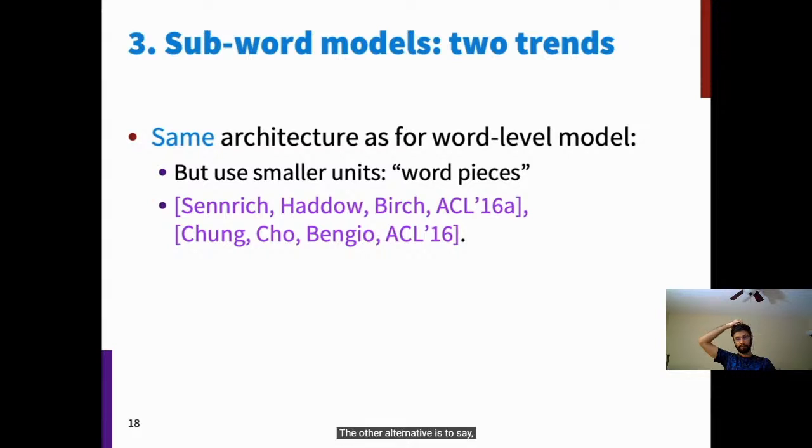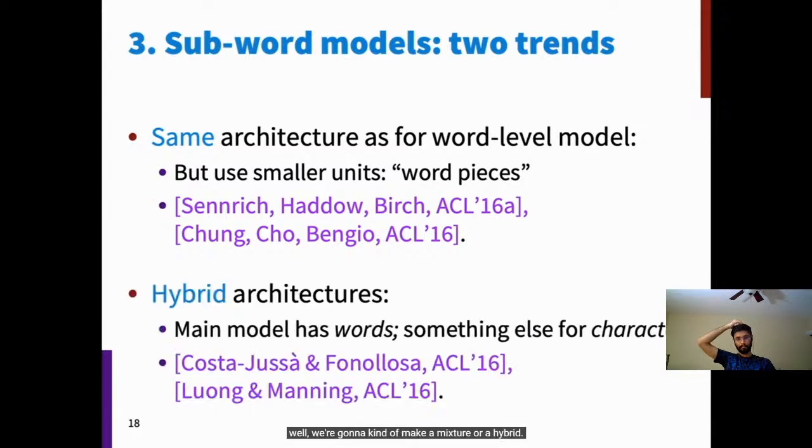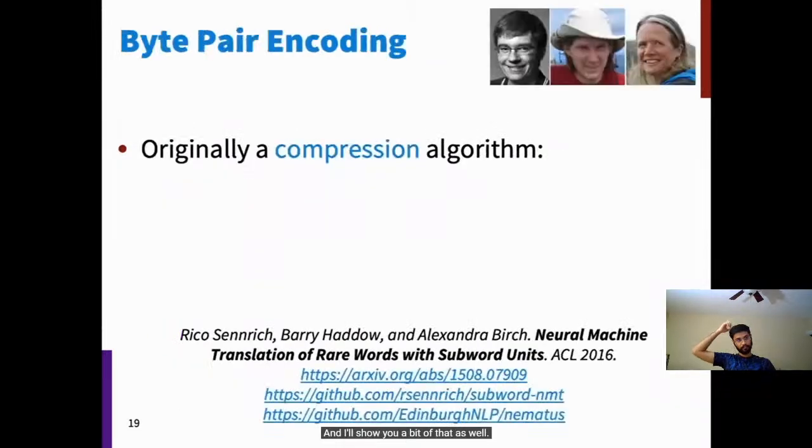The other alternative is to say, well, we're going to make a mixture or a hybrid. So our main model is going to work in terms of words, but we're going to have some kind of facility where we can construct a representation for otherwise unknown words by doing things at a character or lower level. And I'll show you a bit of that as well.